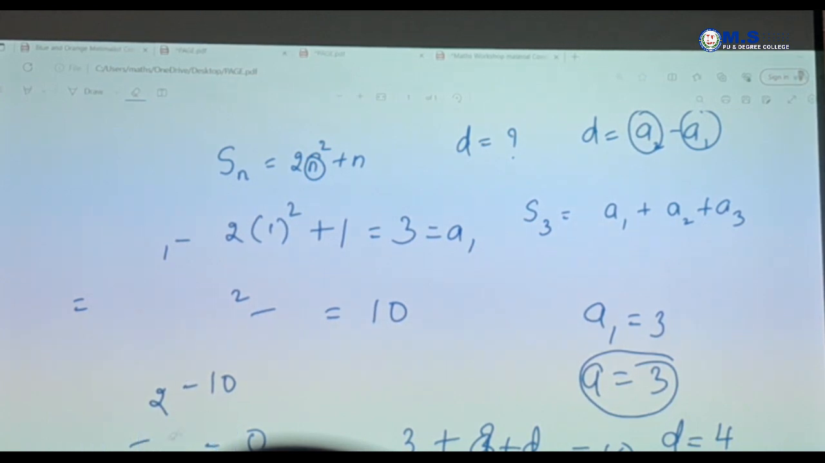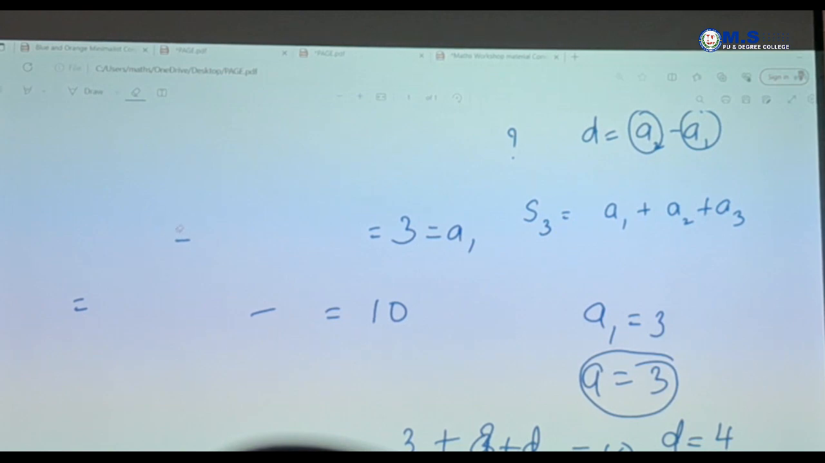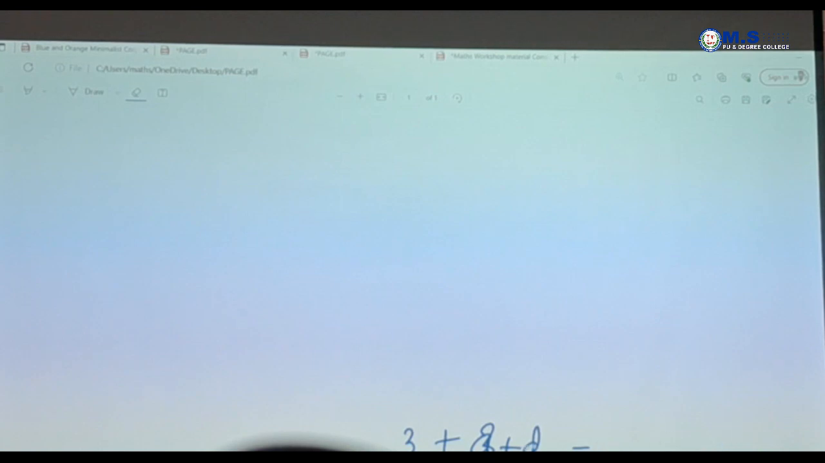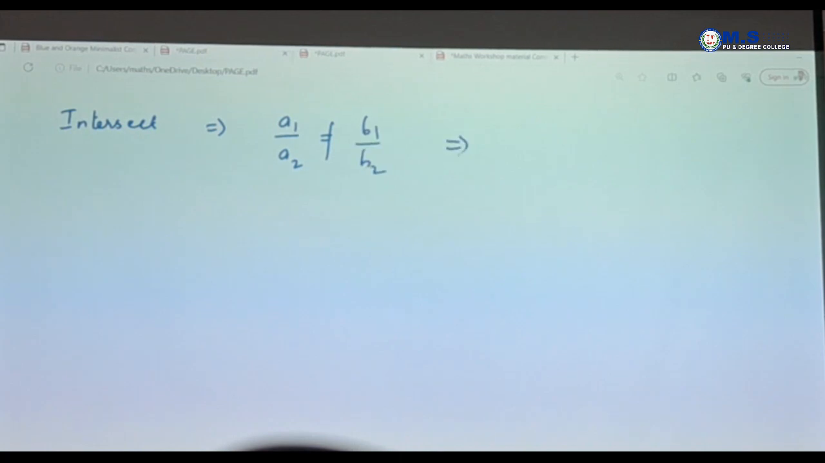Next chapter, pair of linear equations in 2 variables. What are the three conditions of a pair of linear equations? 1. They intersect. What is the first condition? They intersect, right? What is the condition? A1 by A2 is not equal to B1 by B2. How many solutions? One solution, or unique solution.